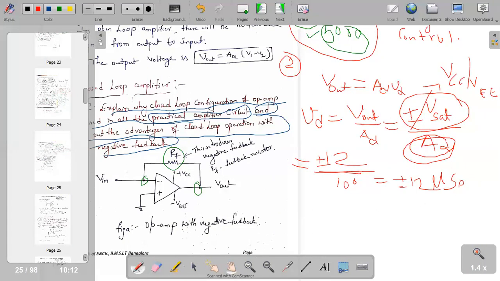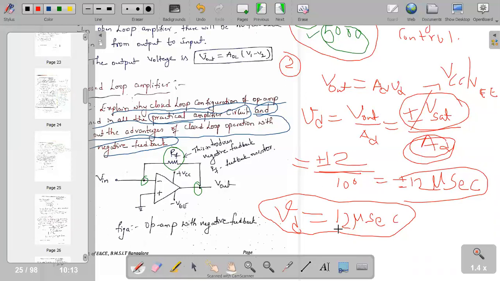Now observe here. In order to use an op-amp under open loop mode configuration, we need to maintain this difference in voltage at 12 microvolts. This is a very negligible voltage. Even most of the CROs do not recognize these microvolt levels. So it is very difficult to handle input voltages at the microvolt level. So this is another drawback. In order to avoid these drawbacks, we will use the op-amp under closed loop mode.